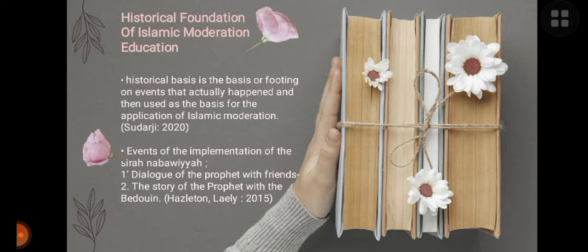In the story, the Prophet showed the behavior of wasatiyah, that is, not being excessive in religion. The Prophet diligently fasted and also broke his fast, unlike his friends who did not break their fast. This is precisely the behavior of exaggeration in religion, which of course does not use the principle of Islamic moderation.